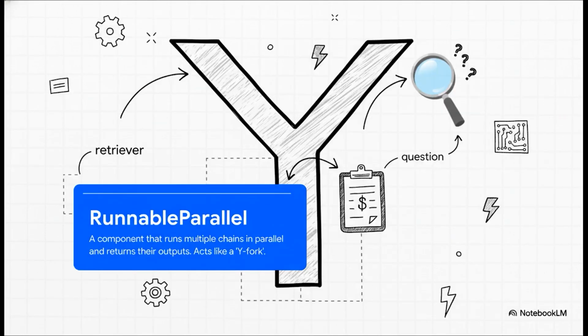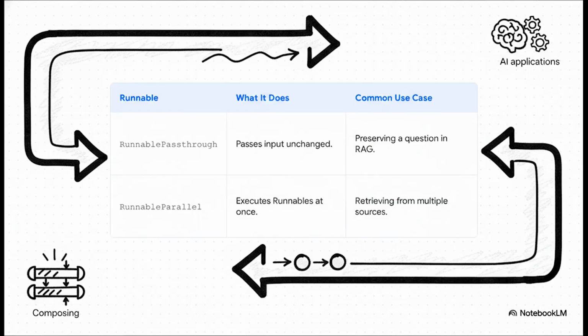And then, for when you need to do two things at once, you've got RunnableParallel. This thing is like a Y fork in your data pipeline. It takes one input and lets you run multiple different operations on it at the exact same time. So you can be fetching your documents and passing the question through, all in parallel.